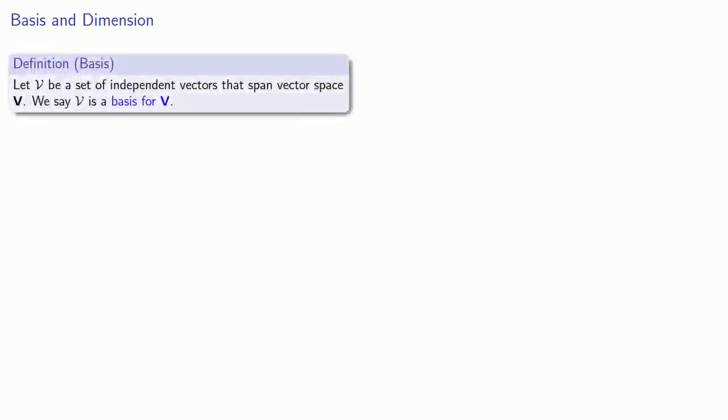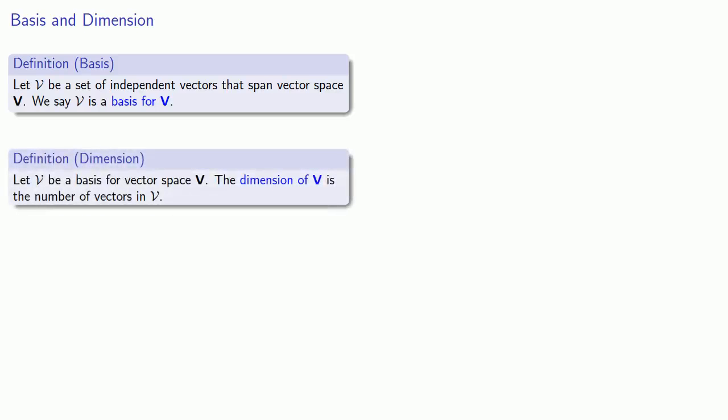This leads to two other definitions. If I have a set of independent vectors that span the vector space, we'll say that we have a basis for our vector space. And then mathematicians like to count, so the next important definition is that of dimension. Suppose I have a basis for my vector space. The dimension of the vector space is just going to be the number of vectors in my basis.